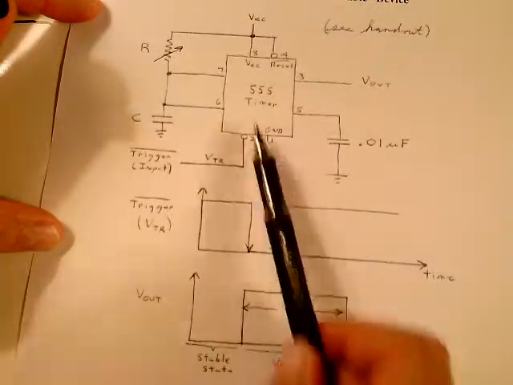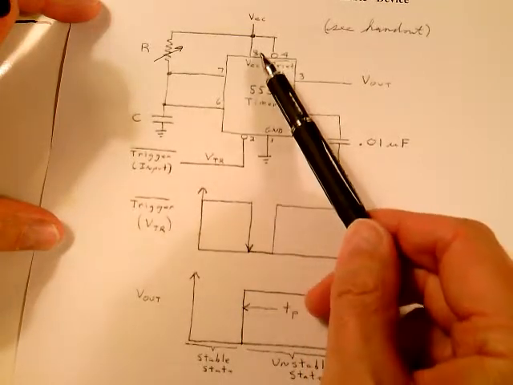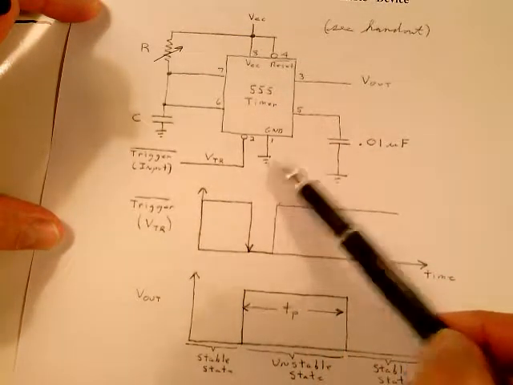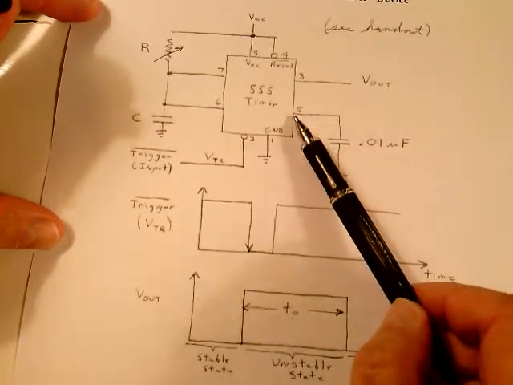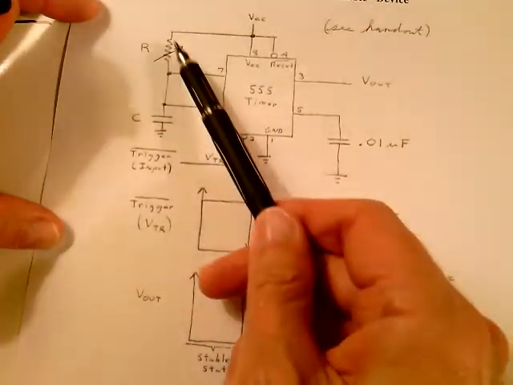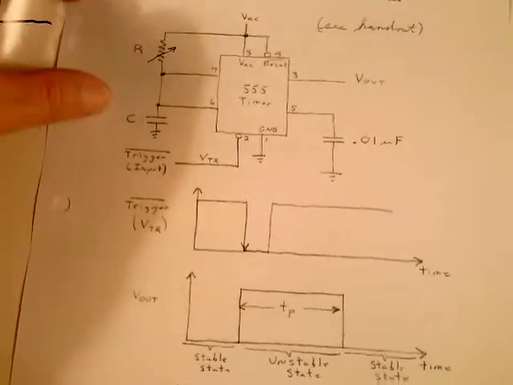When you configure this, notice pin 6 and 7 are shorted. Pin 8 is VCC, pin 1 is ground. Here's your stabilization 0.01 microfarad capacitor to pin 5. There's not 3 resistors to deal with. There's 1 resistor and 1 capacitor. Pretty easy to use.